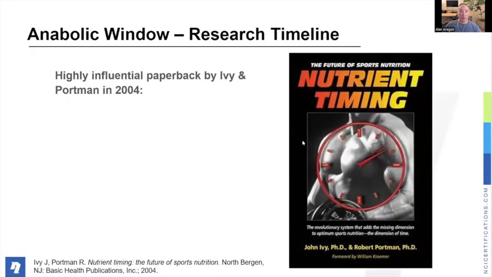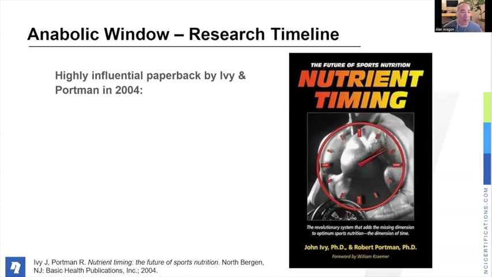Back in 2004, John Ivey and Robert Portman, both of them academic researchers, wrote a paperback called Nutrient Timing, and it was a hit back in that time, 20-ish years ago. The cover art indicates that it was geared towards the fitness and bodybuilding audience. And they were the first to present the concept of the post-exercise anabolic window to the masses.